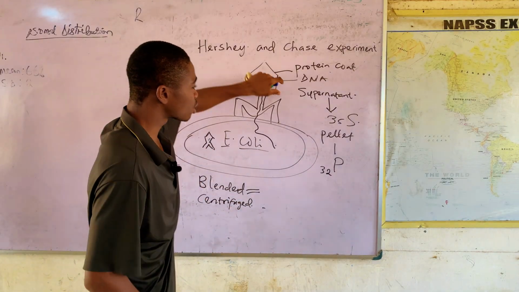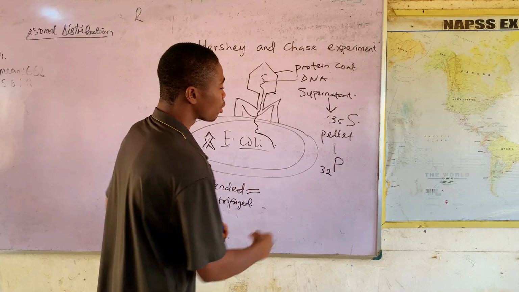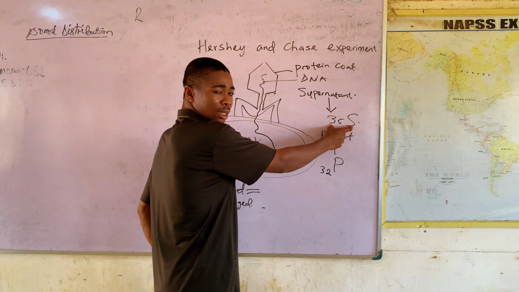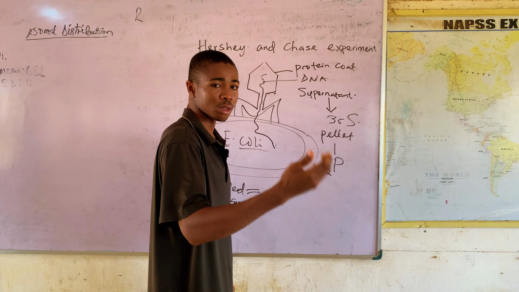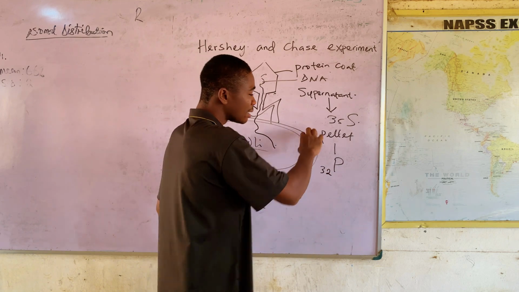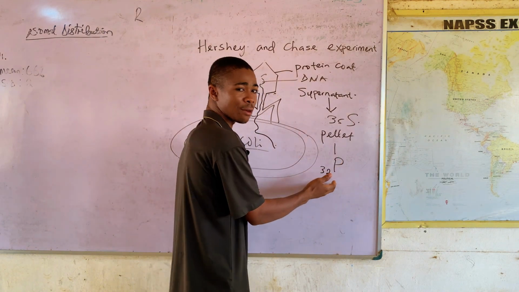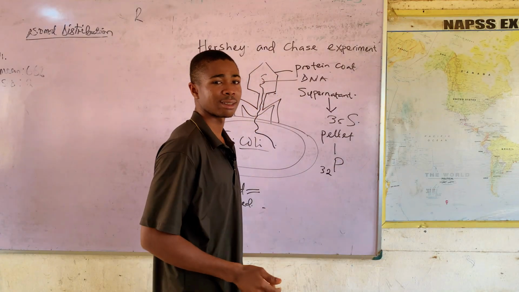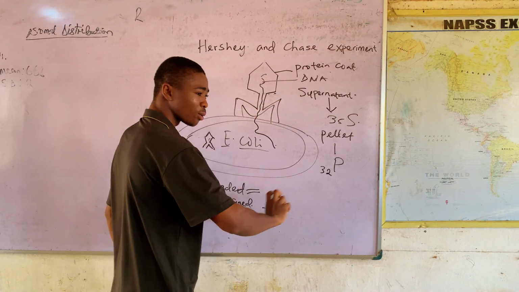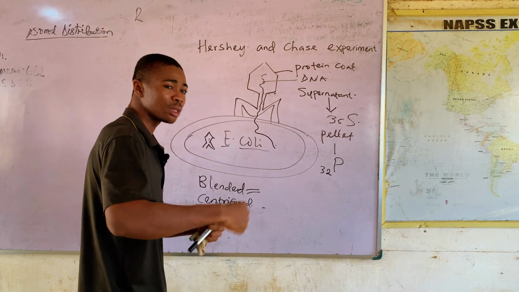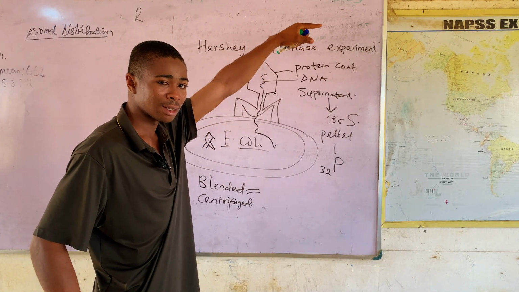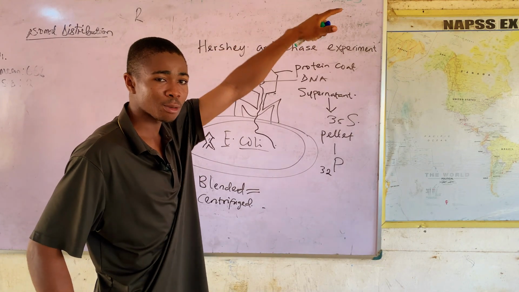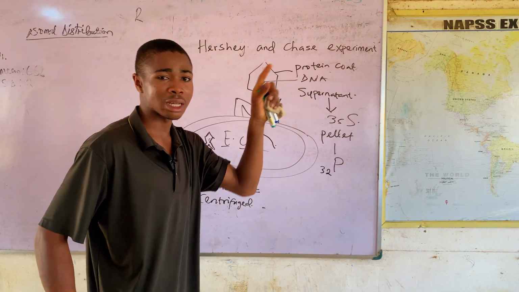They were able to discover that in the supernatant there was radioactive sulfur. That tells you that in the supernatant there's the protein code, because sulfur has to do with protein, and in the pellets there was phosphorus, and phosphorus has to do with DNA. So these scientists drew a conclusion that it's DNA, still based on the Avery, McLeod, and McCarty experiment, which said DNA was the material for heredity.